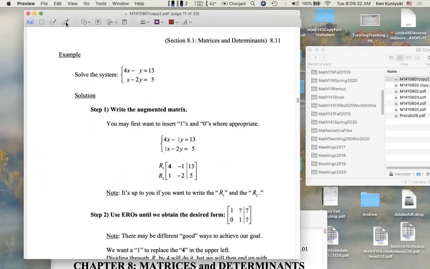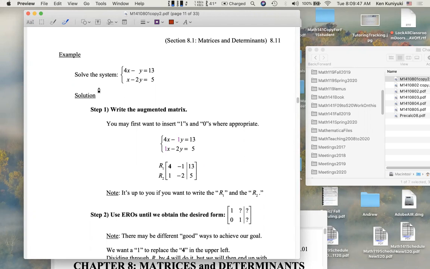All right, so let's solve this system of two linear equations in two unknowns or variables. 4x minus y equals 13 and x minus 2y equals 5. It's a linear system because there are no x squareds or anything, right?